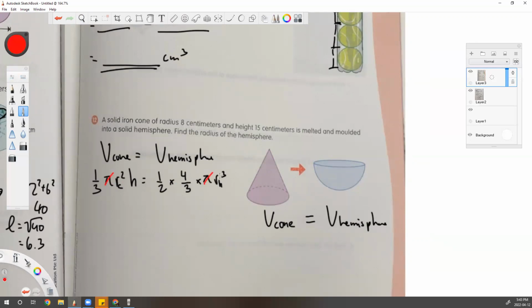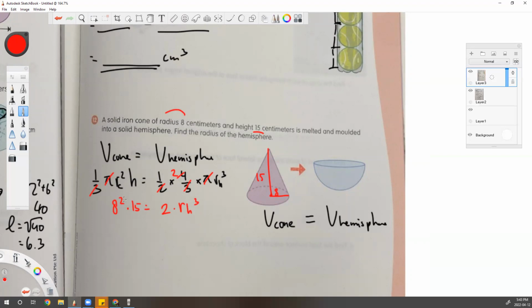And then we can cross out the 3, 1 over 3, 3 below. So what is left behind is r of the cone. R of the cone is 8 centimeter, right? So this is 8 centimeter, radius 8 squared, and height 15, it's given. Equals, 2 and 4 can be crossed out, becomes 2. So 2 times r cubed, r of the hemisphere cubed, right?